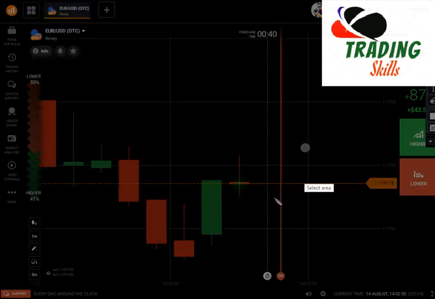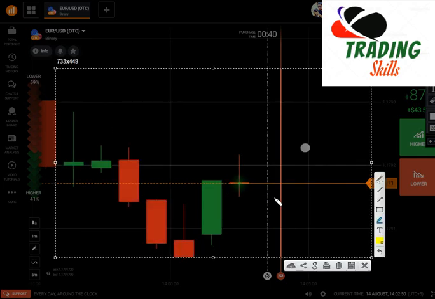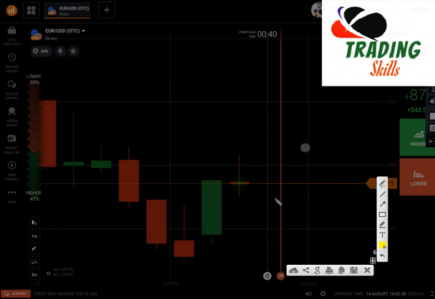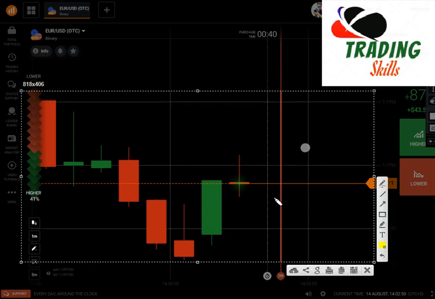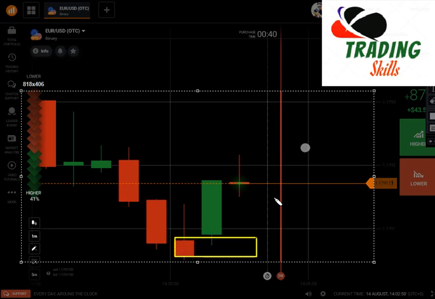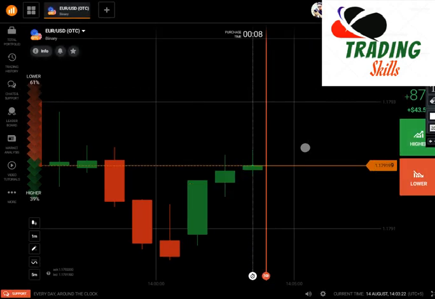In this area, if I ask you what the breakout level is, don't consider it like this. You need to consider the wick also. So this is the breakout level. Anything that breaks the level, you can go here with the confirmation candlestick and you will win your trade.